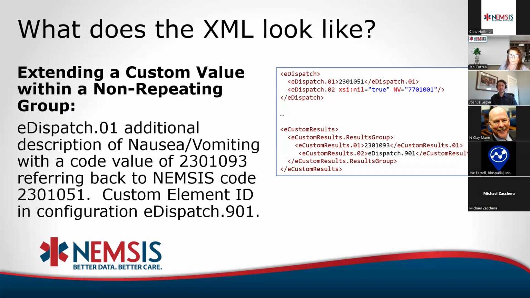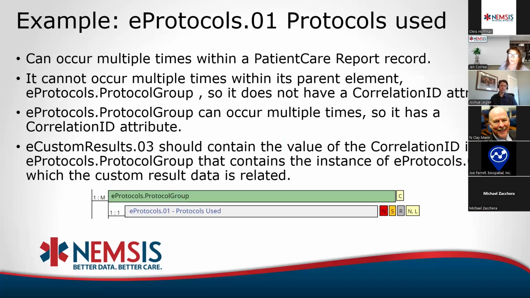All right. So the next example that we're going to show is E protocols 01. This can occur multiple times, right? There's your M right there that shows many. So your group can show up many times. It occurs multiple times within its parent element. And again, remember we talked about ancestors, parents, and children. So this is the parent element right here.